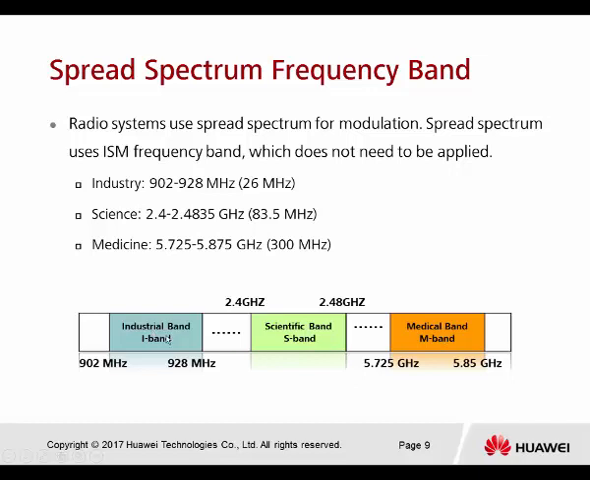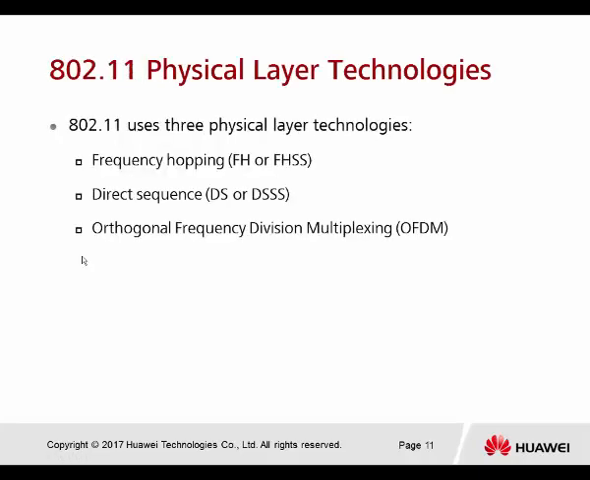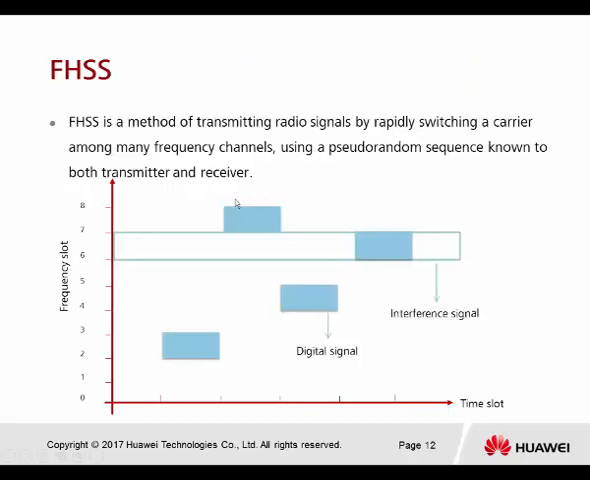So the industrial band is mainly for FM, the radio broadcasting channel. Then the second, physical layer technologies. So there are 3 physical layer technologies. The first one is FHSS, then we have DSSS, and the last one is OFDM. So let me start with FHSS.